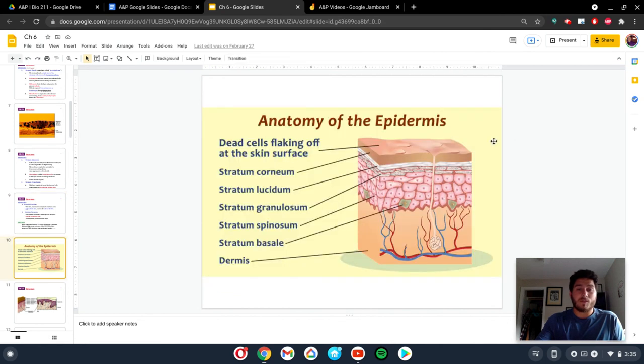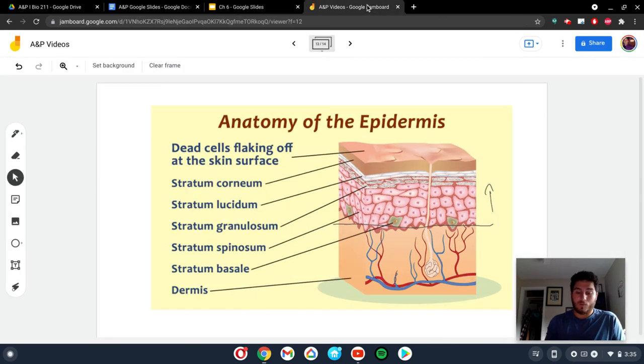Once again, this is the image, and you can see all the different layers of the epidermis. Again, this is the epidermis we just discussed. Next video, we'll talk about everything below this line, and we're going to talk about the dermis.